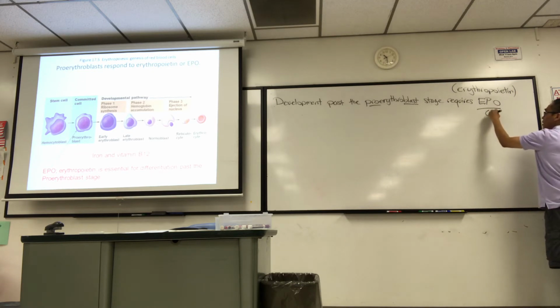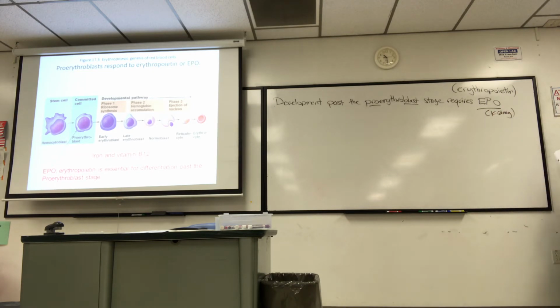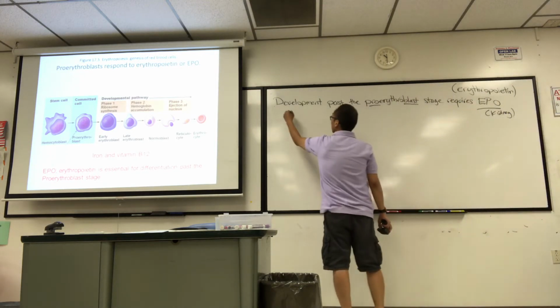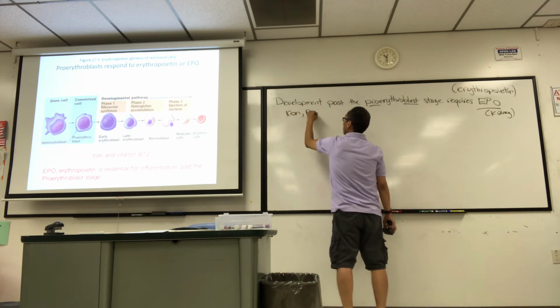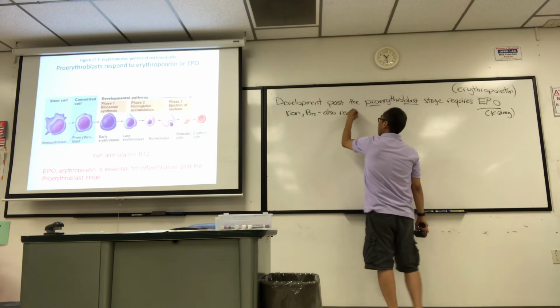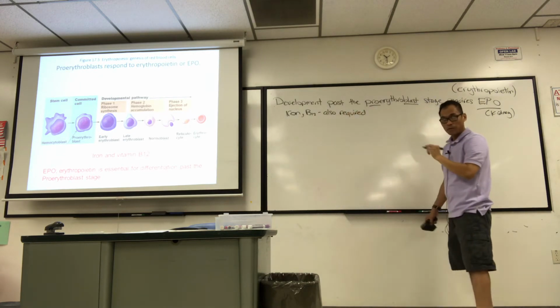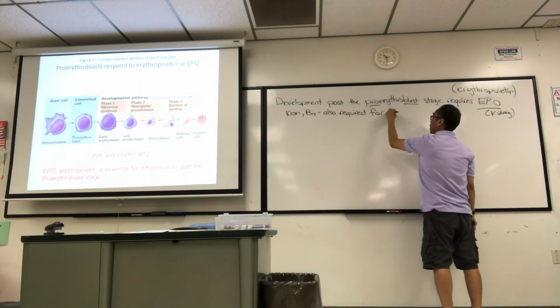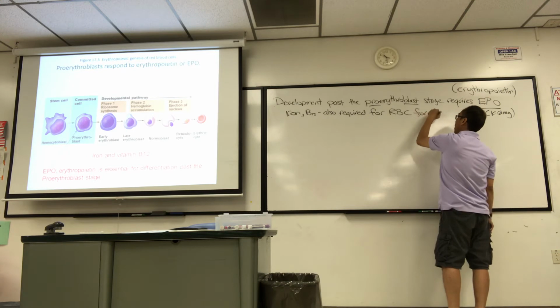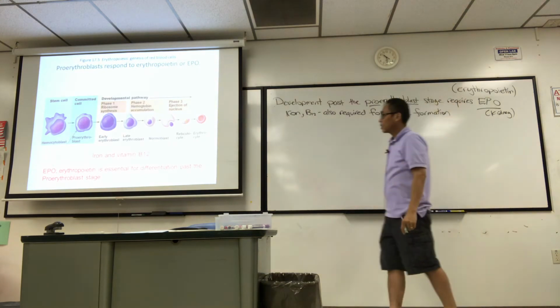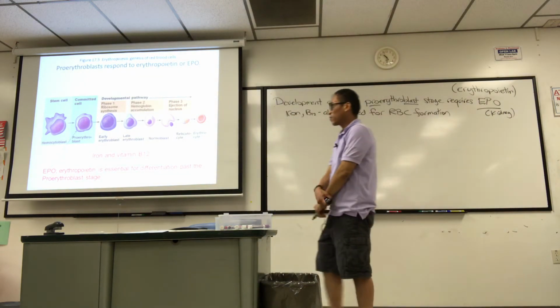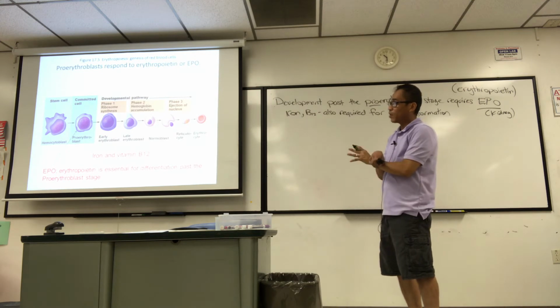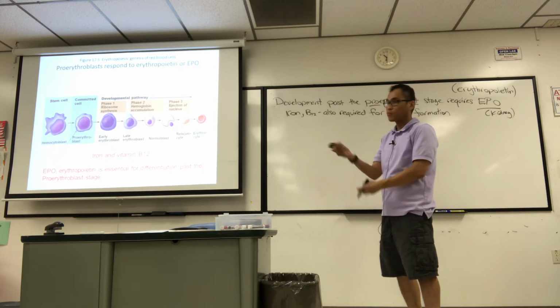EPO comes from the kidney. If you're hypoxic or something like that, the kidney will churn out EPO. It'll target the bone marrow, and these cells will be stimulated to a committed pathway. You also need iron and B12. Iron and B12 are also required for RBC formation. B12 usually allows you to absorb iron from your diet. Anyways, when you get onto the developmental pathway, the first phase is ribosome synthesis, phase 1.